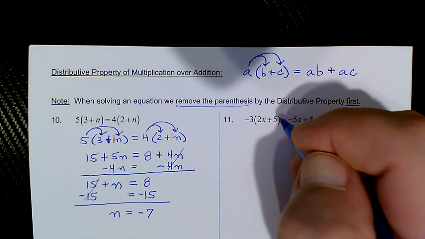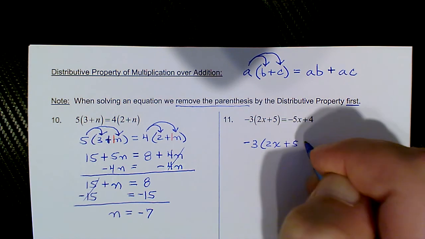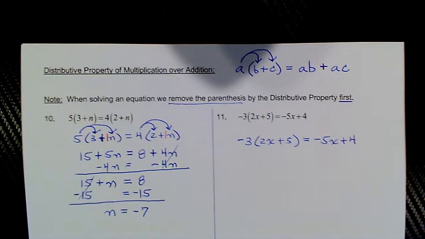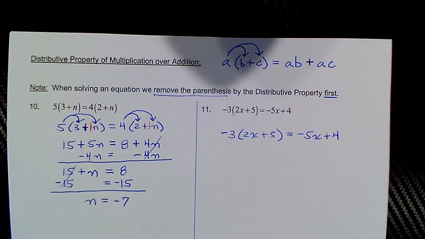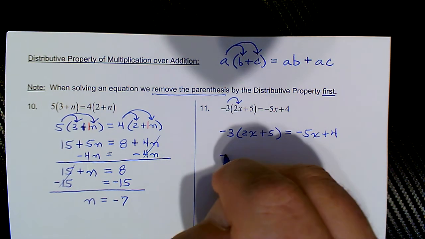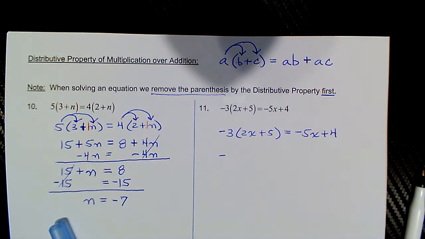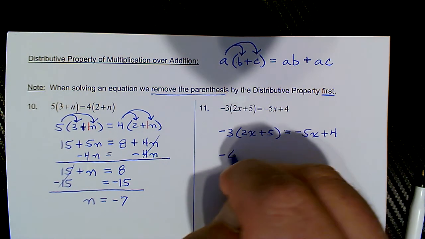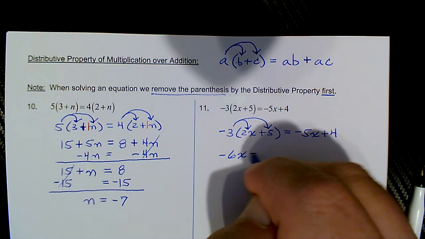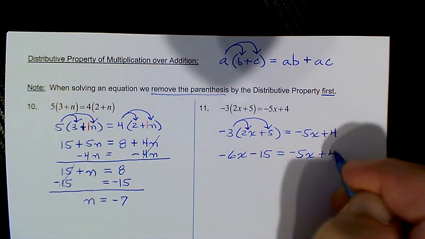Okay, so here's another example where, again, I'm going to recopy it. You don't have to recopy it, but when you do your work in MyMathLab, you're going to be reading it off the screen, so you're going to have to copy down the original. And we see a set of parentheses, so we distribute. So you multiply negative 3 times 2 and get negative 6, carry along the x, then distribute. Negative 3 times positive 5 is negative 15, and that equals, we'll just recopy, minus 5x plus 4.